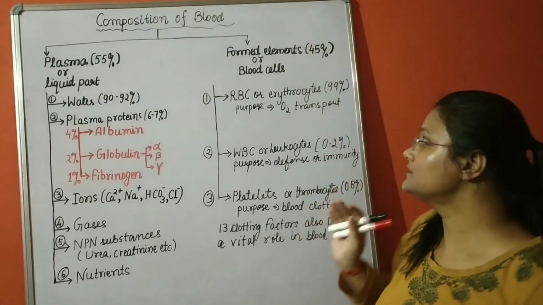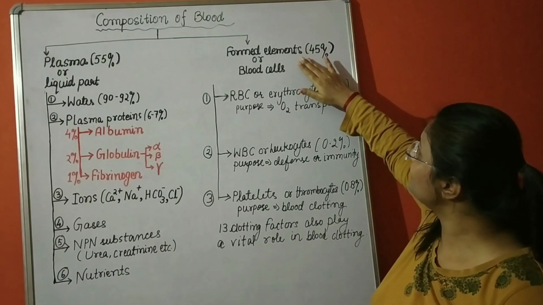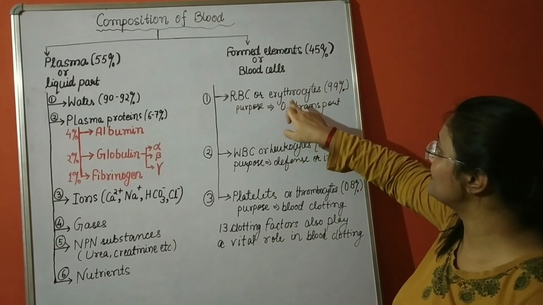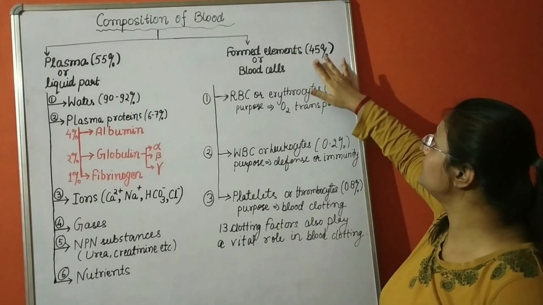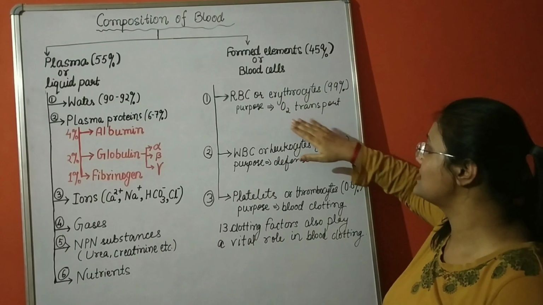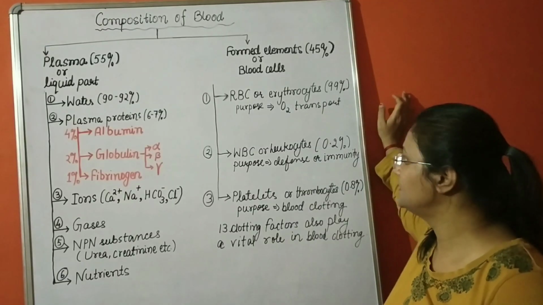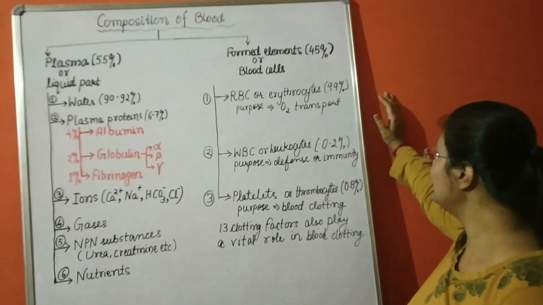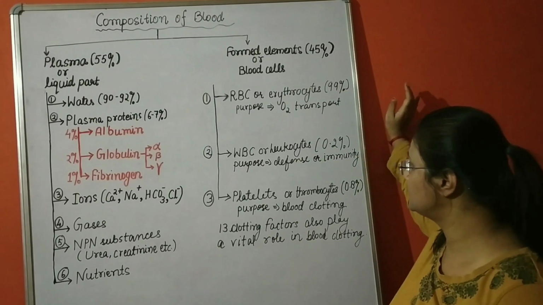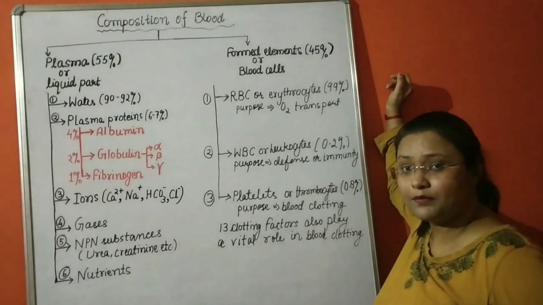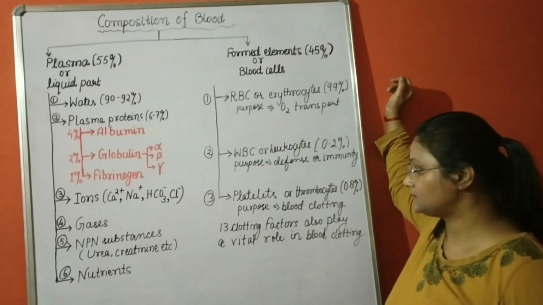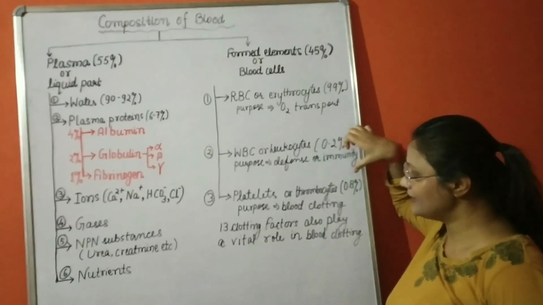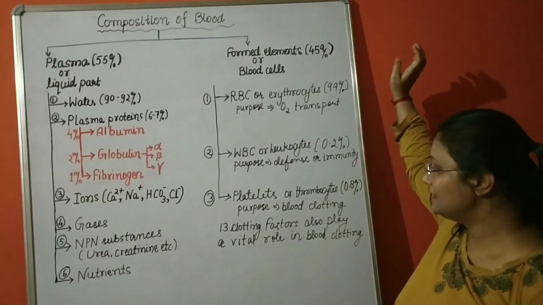Apart from liquid part, blood also has corpuscles, which comprise 45% portion of blood. There are 3 types of cells: red blood cells, also known as erythrocytes, which are 99% out of this 45%, and their main purpose is to transport oxygen in the body. White blood corpuscles or WBC or leukocytes comprise 0.2%, and their purpose is defense or to provide immunity to our body. 3rd part is platelets or thrombocytes, which are 0.8% out of the total 45%. Their purpose is blood clotting.